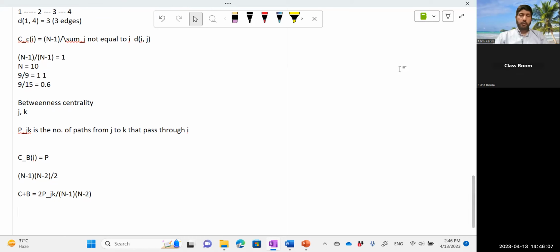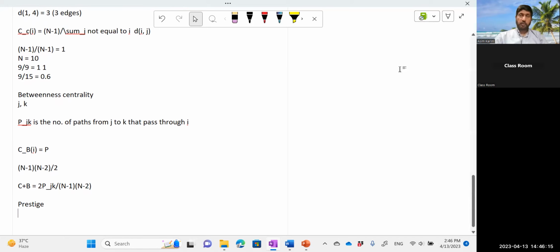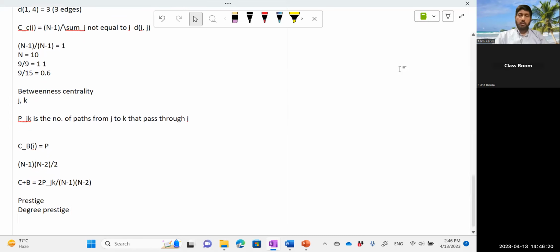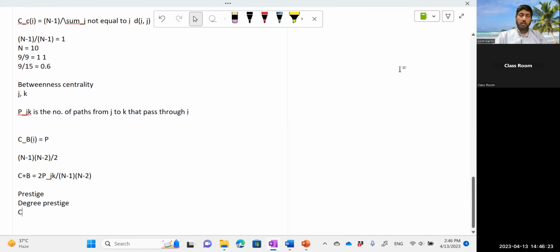So let's move on to the other concept, which is called prestige. Prestige also has two or three further ideas. The simplest case is of course degree prestige. Okay, so let's call it P_D. Centrality of I is simply D_I divided by n minus 1. This formula is of course the same as before, but as I mentioned earlier, prestige considers inlinks only.